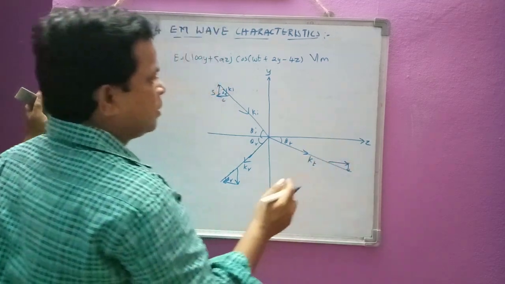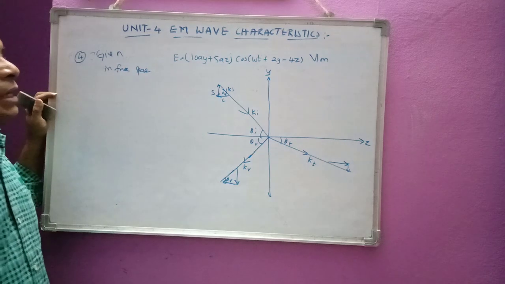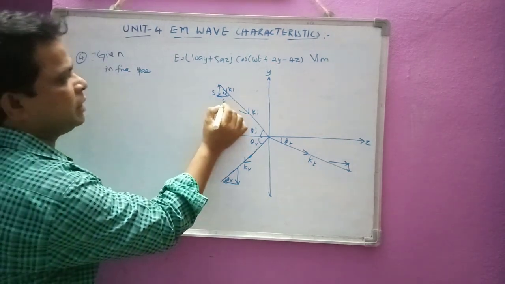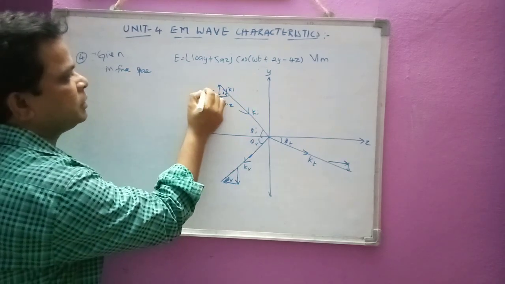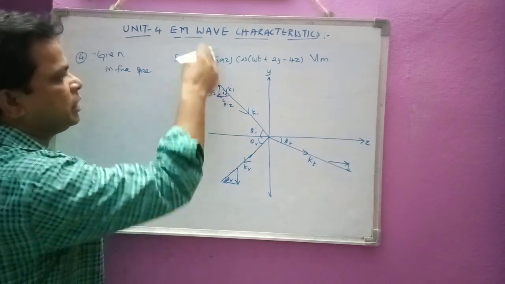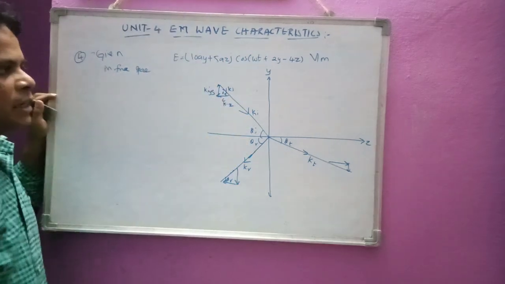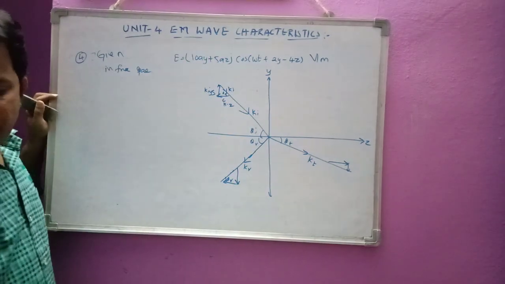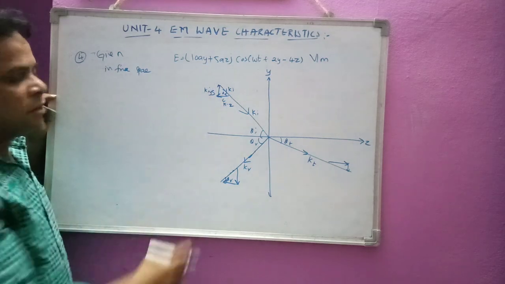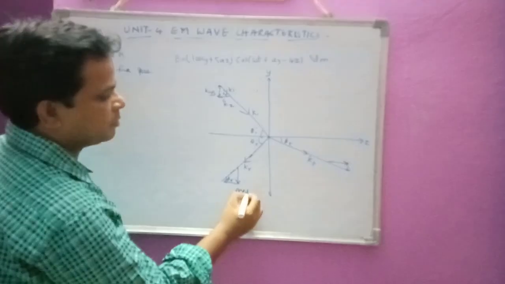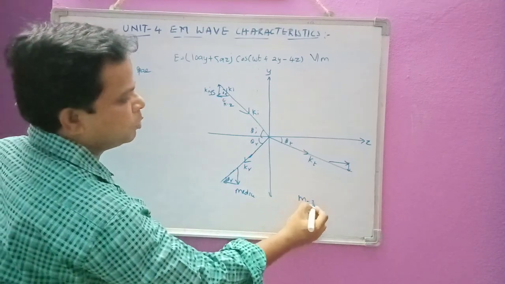Okay. Now after understanding this question, this is kiz and this is kiy. I can write here: kiy, kiz, the cosine component, the sine component, and this is the resultant vector. Now here is free space. Now this is medium 1 and medium 2 here.